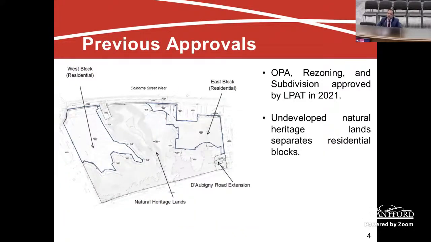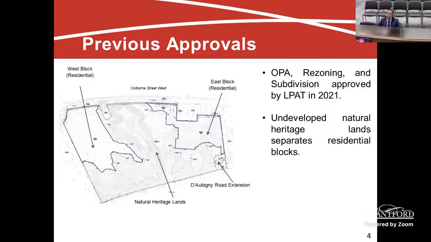As the applicant has identified, the city had received an official plan amendment, rezoning, and plan of subdivision approval back in 2017. Those applications were subsequently appealed to the former OMB. In 2021, the LPAT, which was previously the OMB, issued their decision to allow for the redesignation, rezoning, and the plan of subdivision.